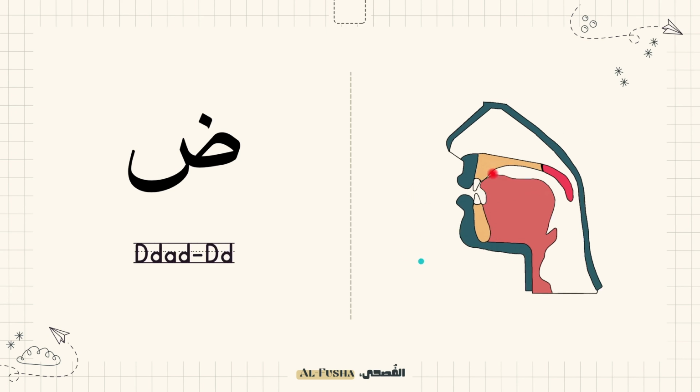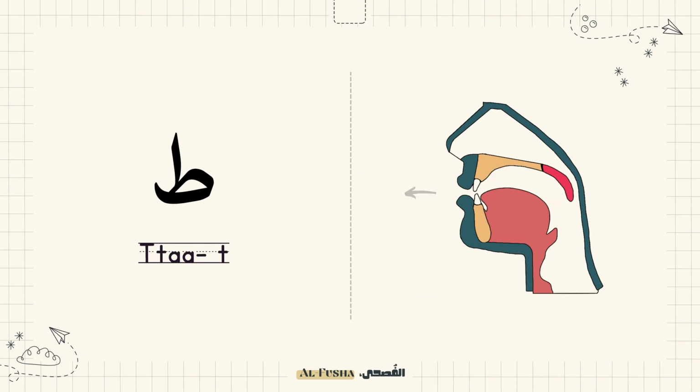Then we have Ba. Similarly, Ba. Excellent. Then we have Ta, Ta. Va, Va.